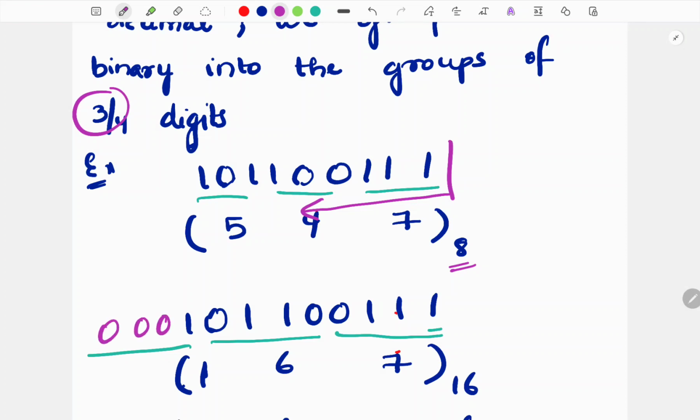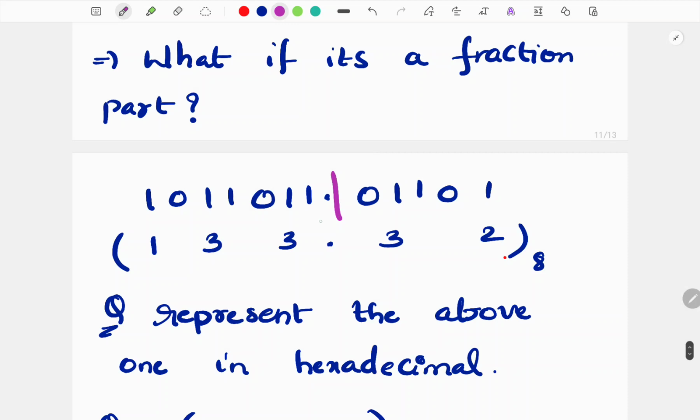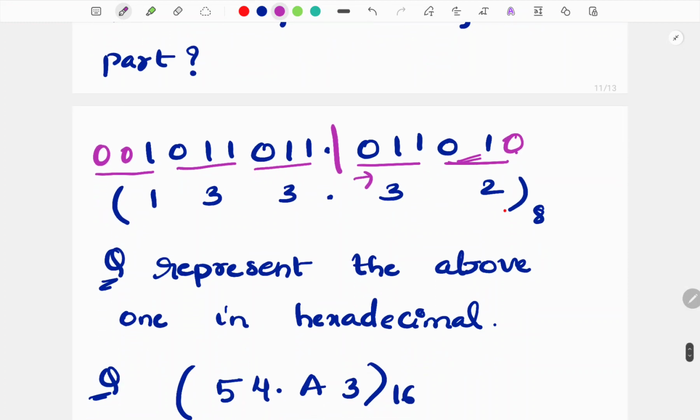What if it's a fraction part? For the integer part, start from the point and group from right to left. Here there are not sufficient bits, we need 3 bits, so append 2 zeros. And again for the fraction part, start from the point and group from here. Here there are only 2 bits and we need to group 3 bits, right? So append a 0 here, which will be 2.